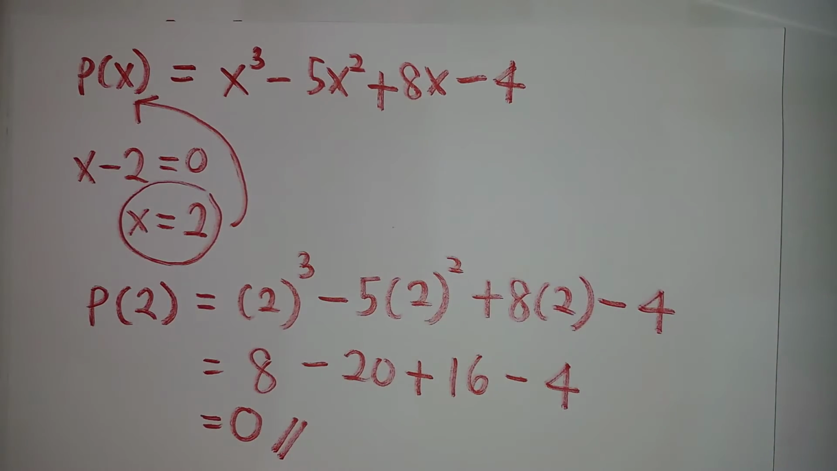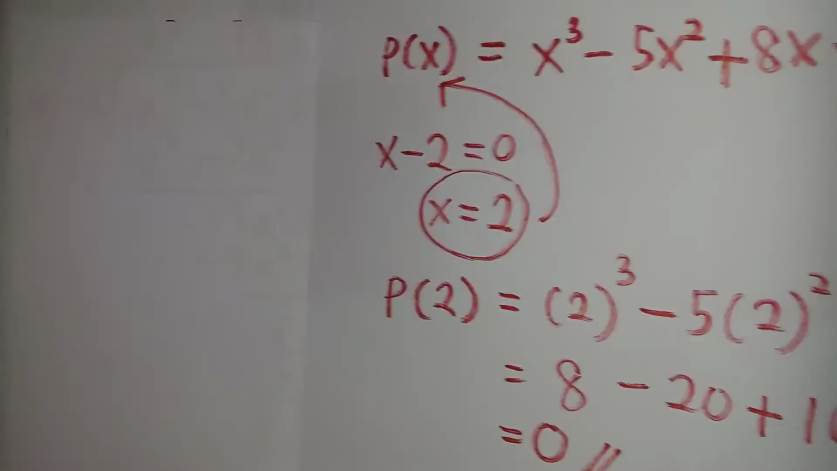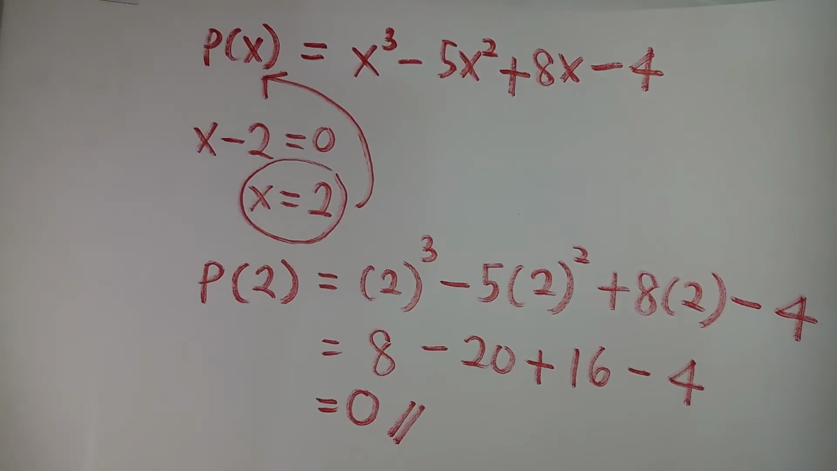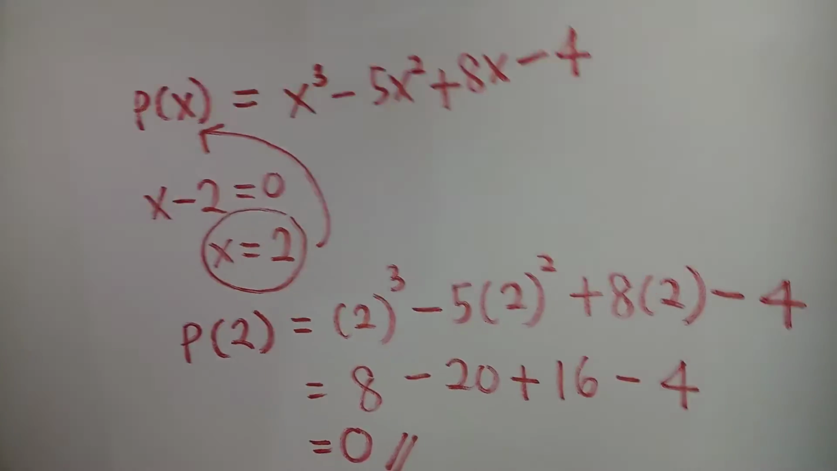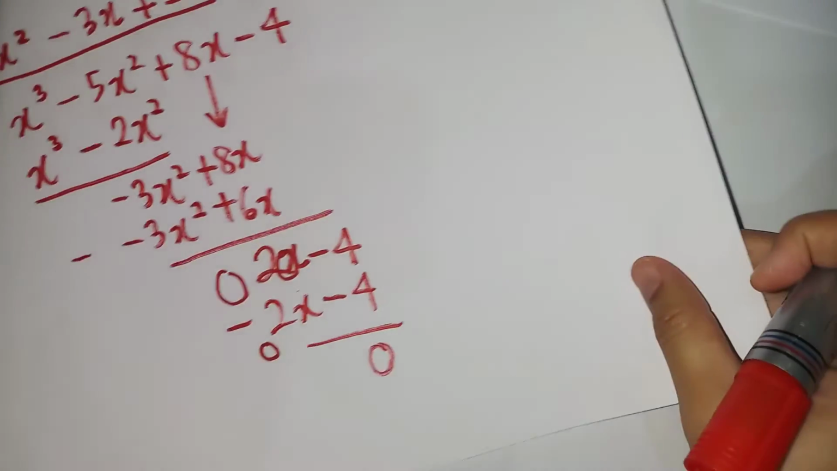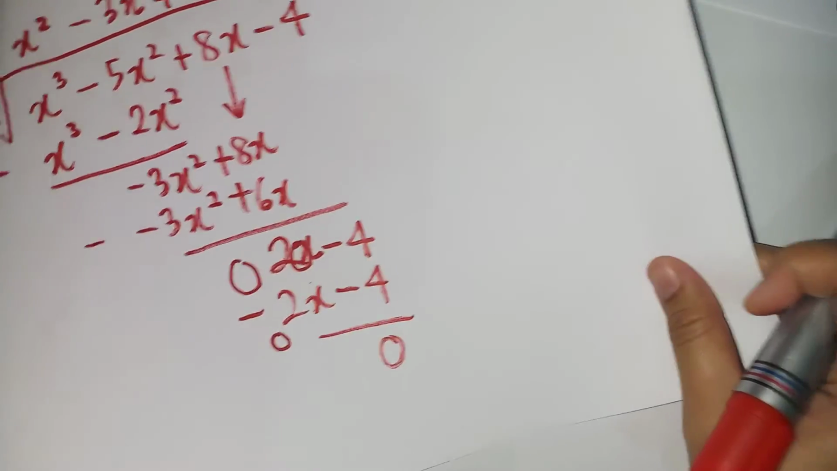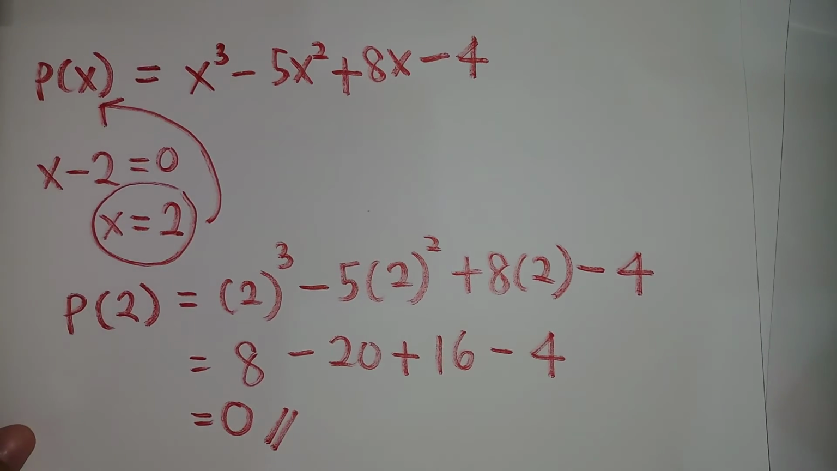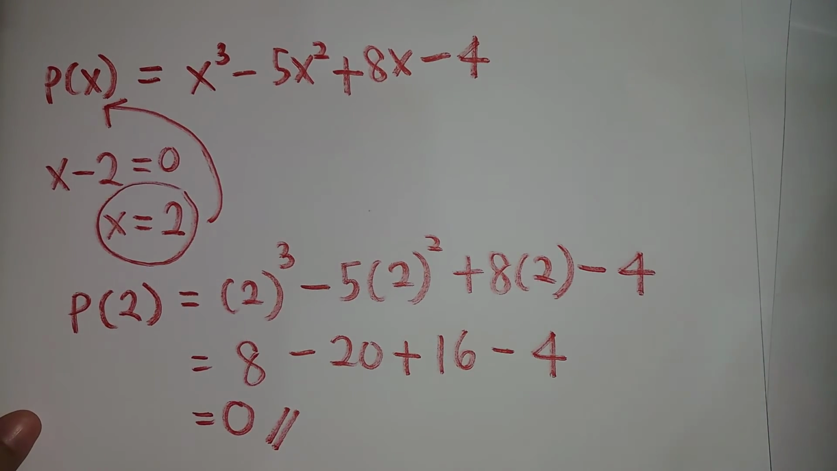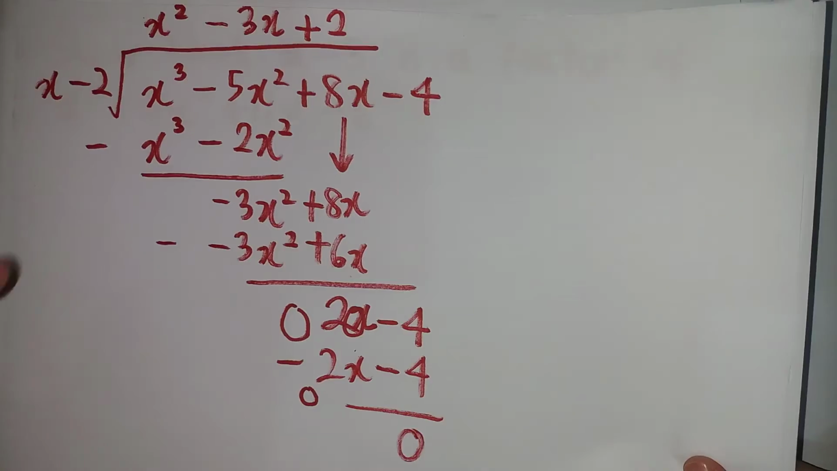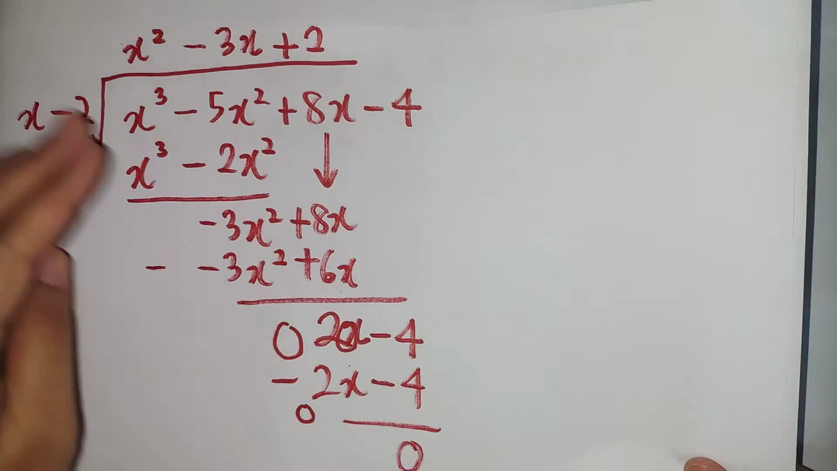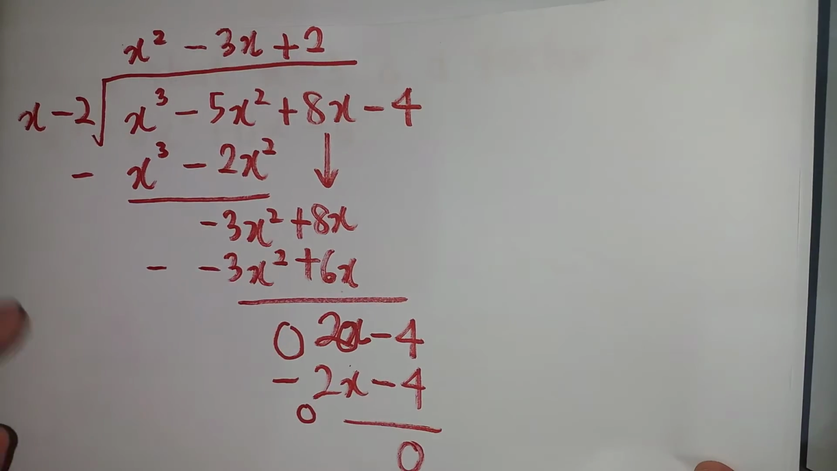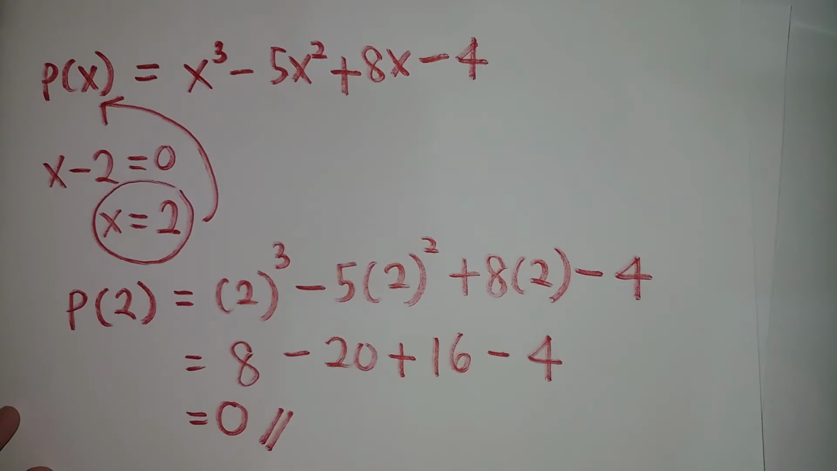So which one is easier to use? The long division method or the factor theorem? Of course, the factor theorem is shorter. With long division there's a potential of making careless mistakes, but this one is quite easy.